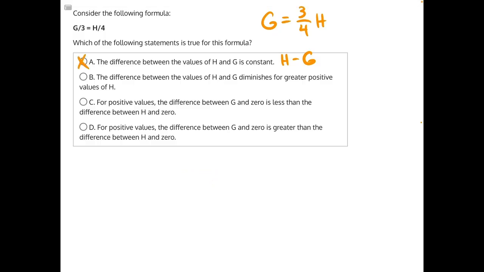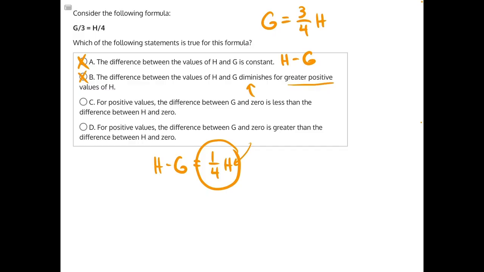For answer choice B, the difference between the values of h and g diminishes for greater positive values of h. Again, the difference, h minus g, is equal to 1/4 h. Would this value decrease in value if we put greater positive values in for h? And the answer to that is no. Yes, the growth would be rather slow because we are growing by just 1/4 each time. However, the value is staying positive and gradually getting bigger. So the answer choice B is incorrect. They are increasing for greater positive values of h.